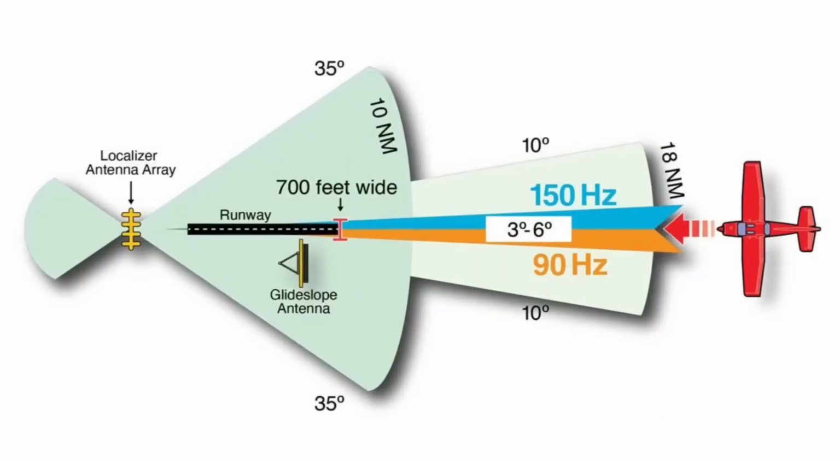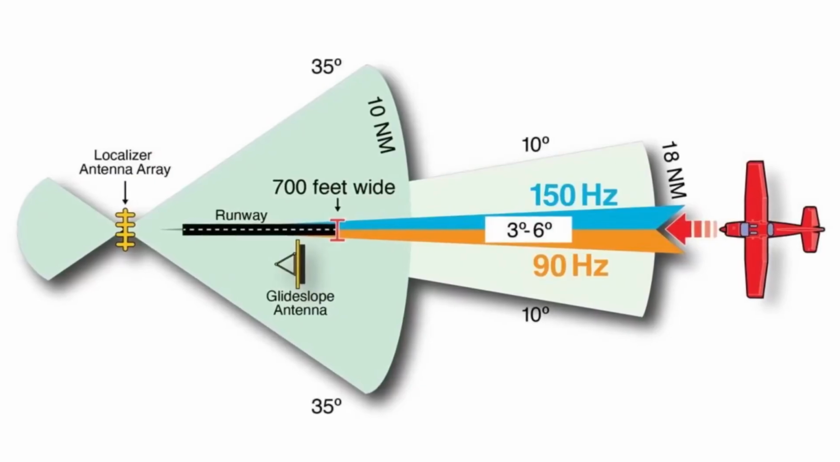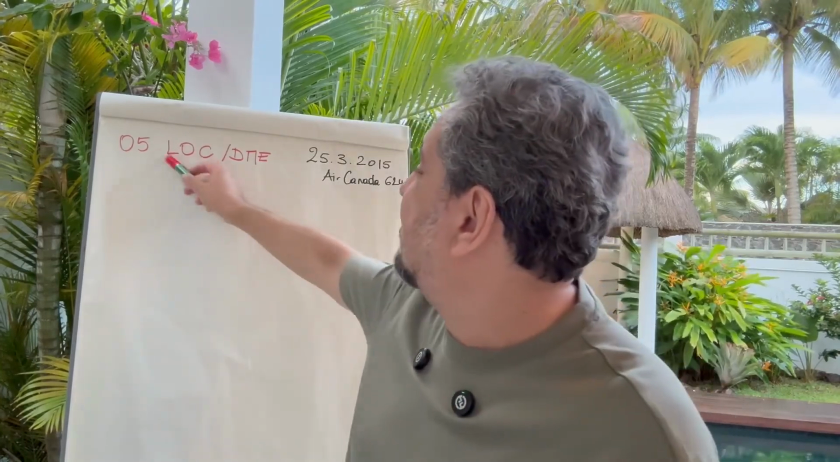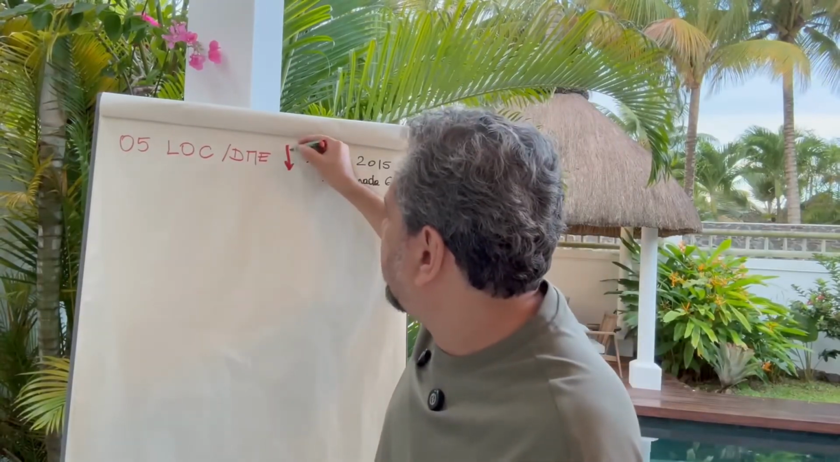Sorry for using Boeing terminology in a video about Airbus, but lateral navigation is what allows you to find the runway centerline, so the LOC helps you find it. The DME is what allows you to know the distance from the runway, so that's great. However, we don't have any vertical guidance here, on the vertical plane.